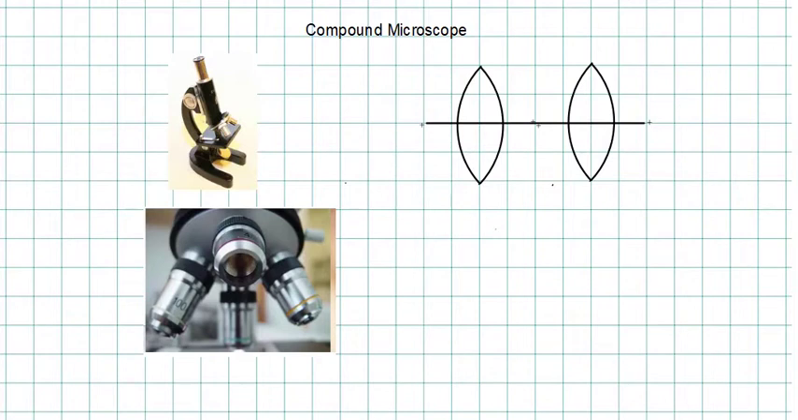Now, a compound microscope is made up of two lenses. The first lens is called the objective and the second lens is called the eyepiece. Why the name eyepiece? Because the second lens is close to the eye, so it is called the eyepiece.